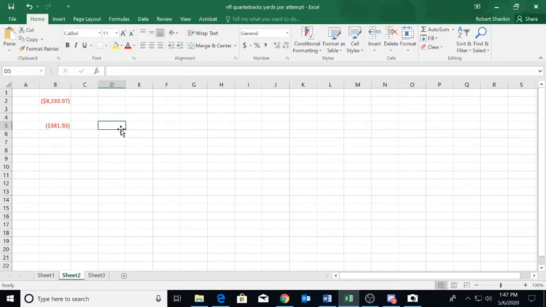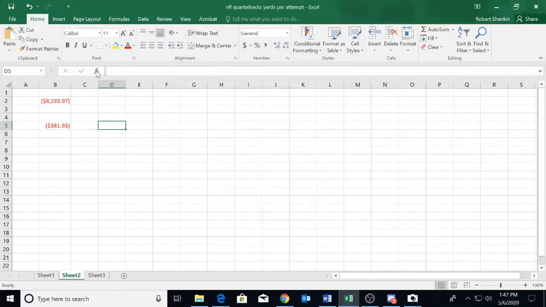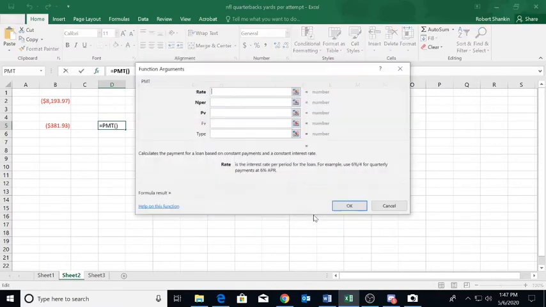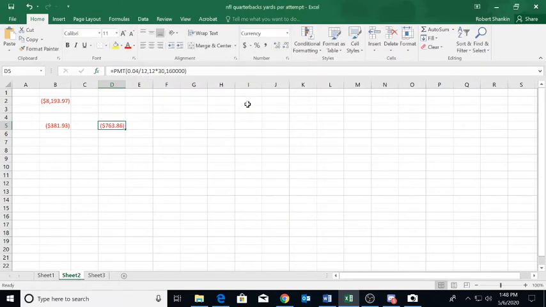But I might also go in here and just do the PMT function. Let's do it again. PMT, rate 0.04 divided by 12, 12 times 30 for the number of payments, and the present value is 160,000. And there it is, $374. We rounded off to the nearest cent.